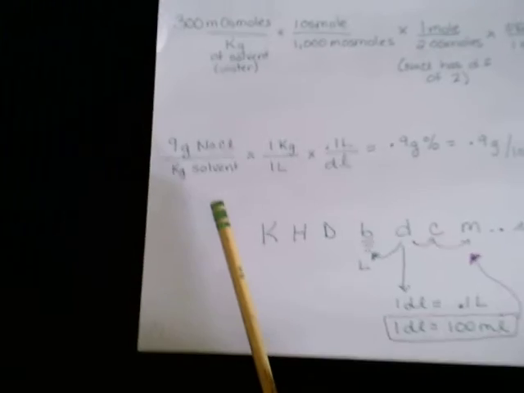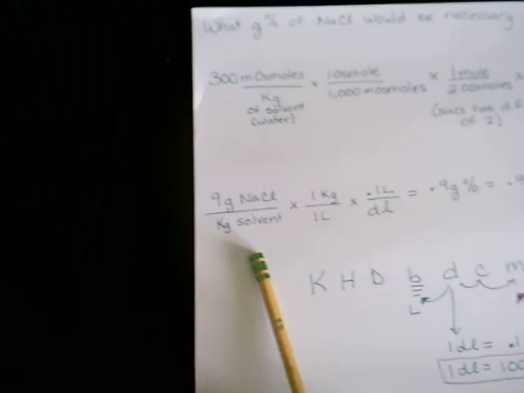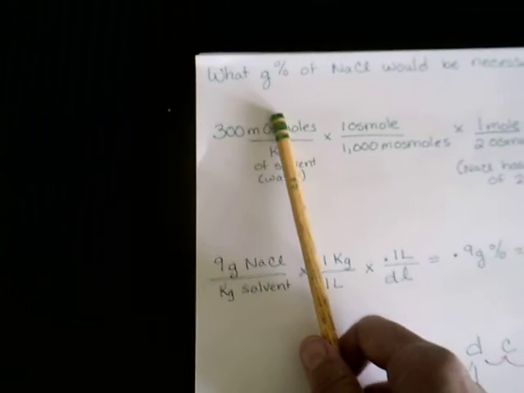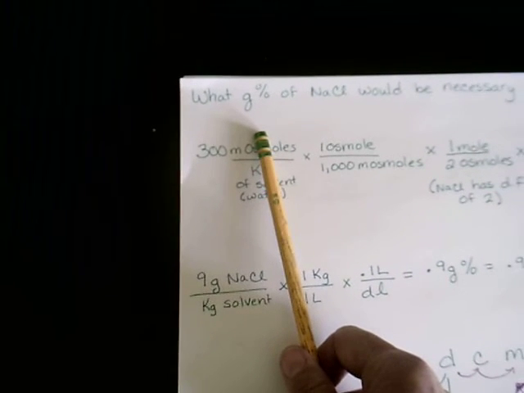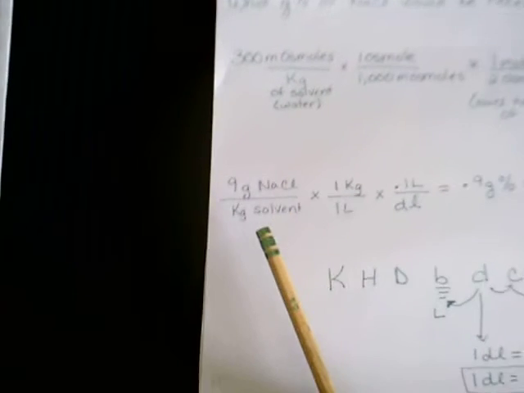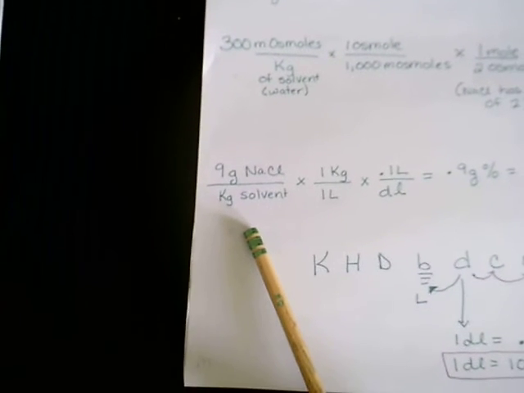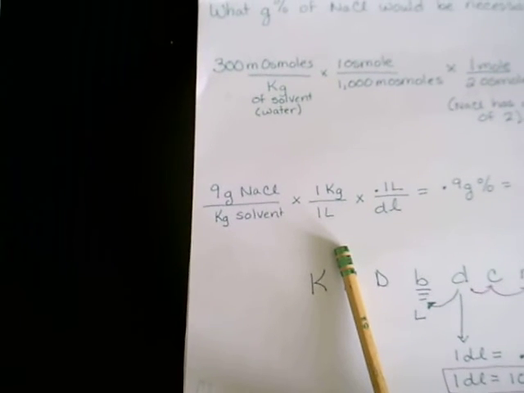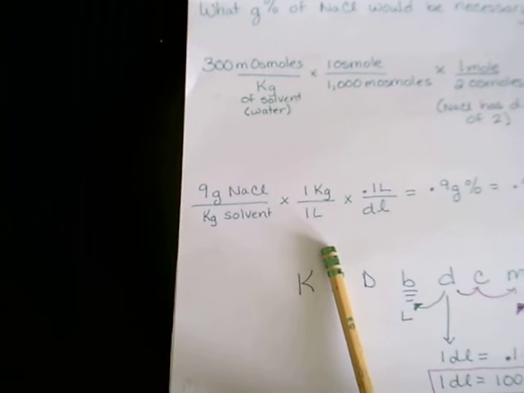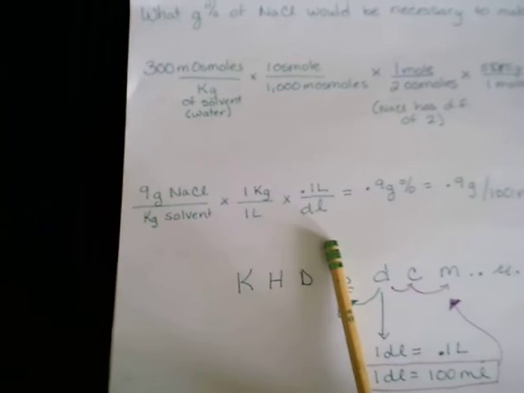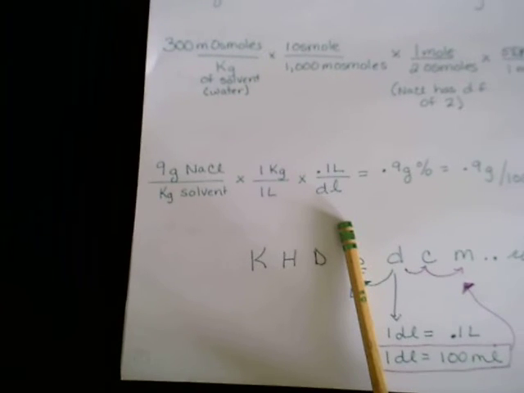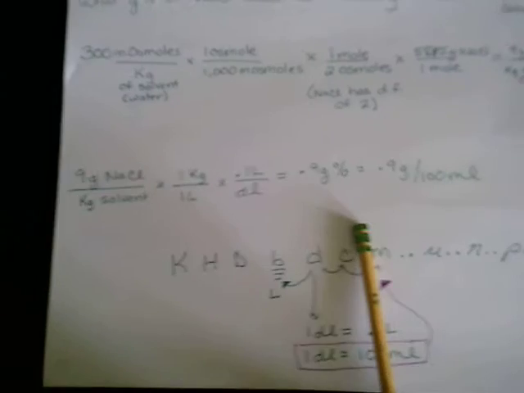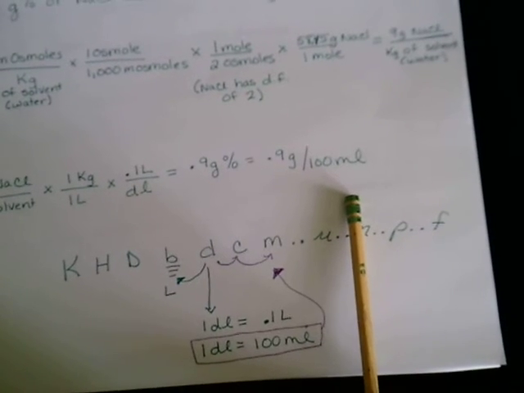Now I need to convert the kilograms of solvent into 100 milliliters. I'll remind you, grams percent means grams per 100 milliliters. So if I come back down here, I have my 9 grams of sodium chloride in 1 kilogram of solvent. Because we're playing with water, 1 kilogram of water has a volume of 1 liter. And because I want 100 milliliters, I have 0.1 liters, a tenth of a liter, is the same as a deciliter. This gives me 0.9 grams percent.